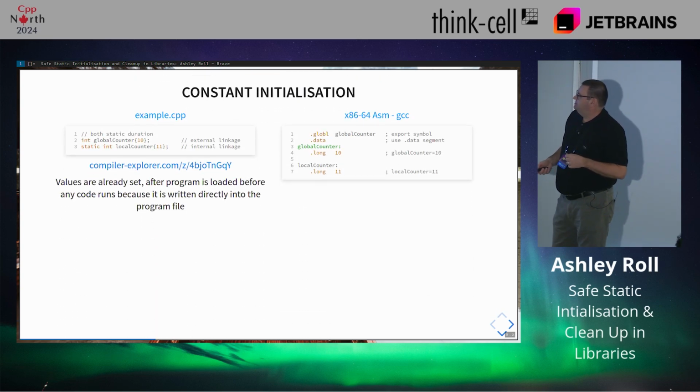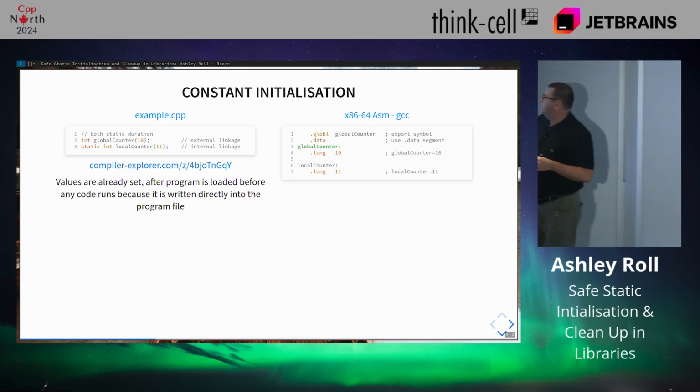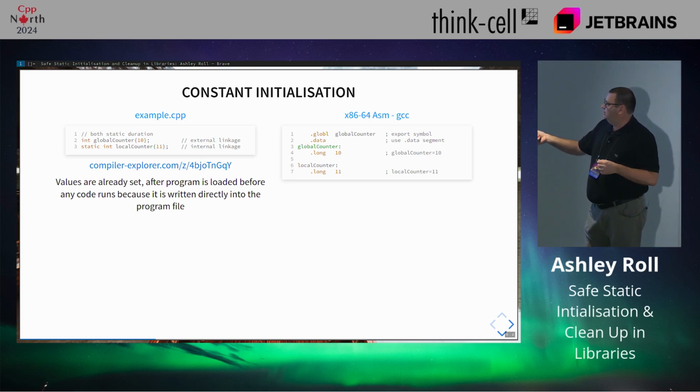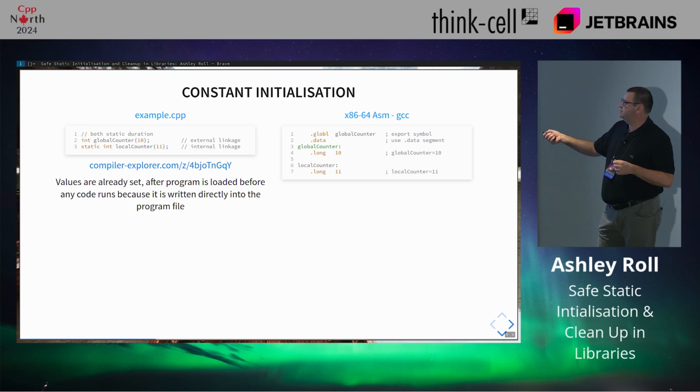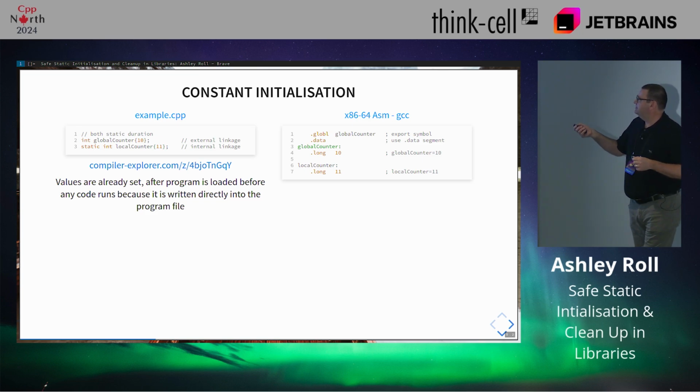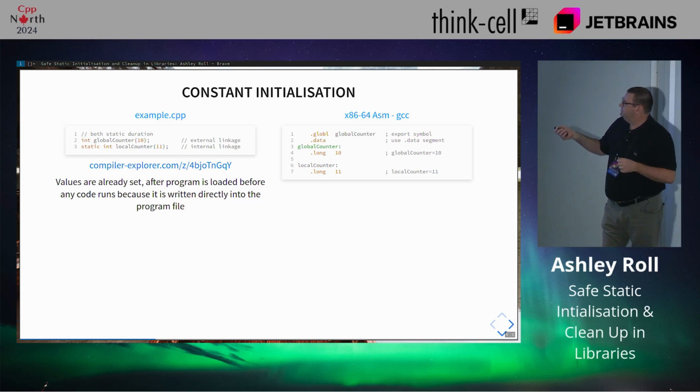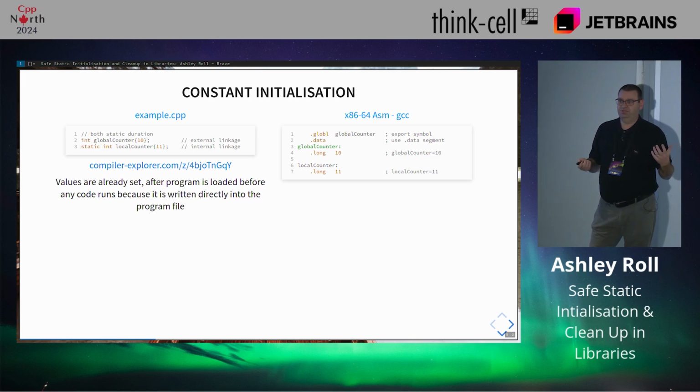So constant initialization is pretty simple, as you might expect. If we have a global counter, or internal or external linkage static duration objects, they all go into the data segment. So this directive tells it, when you're emitting stuff, put it into the data segment, please. And so we say we've got a global counter. It's a long, which in assembly speak means it's a 32-bit value, and its value is 10. And there's another one, local counter, which is, again, a long, 32-bit integer, and its value is 11. So we can see our values here that it's loaded.